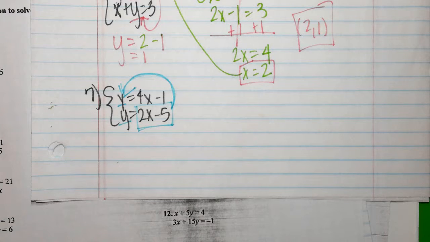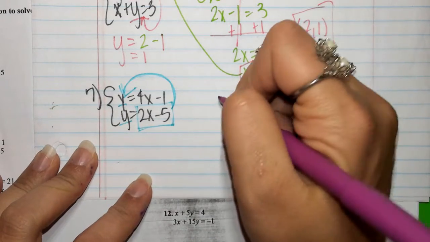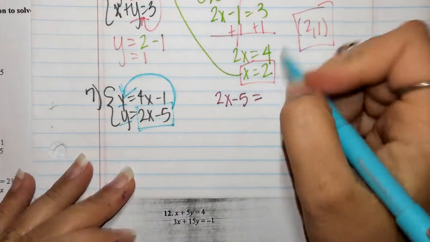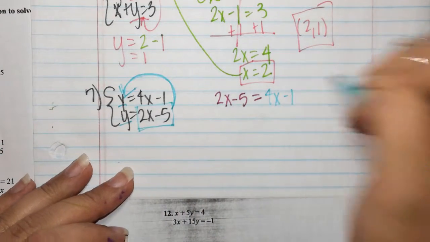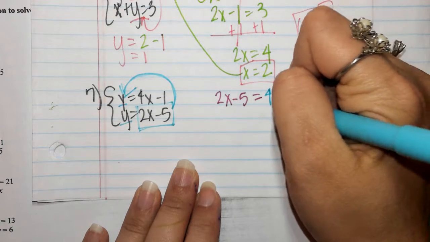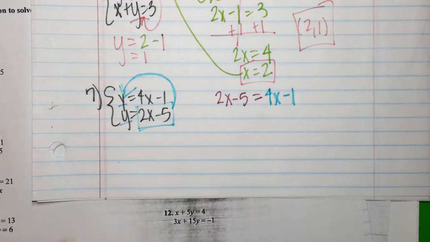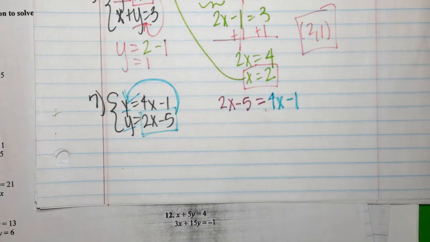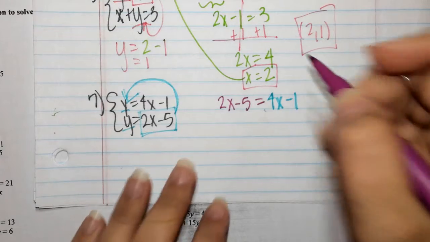Alright, so now y equals 2x minus 5. So we say 2x minus 5 equals 4x minus 1. And now we solve it like we normally do. We need to get our 4x over here with our 2x. How do we do that? Subtract 4x.